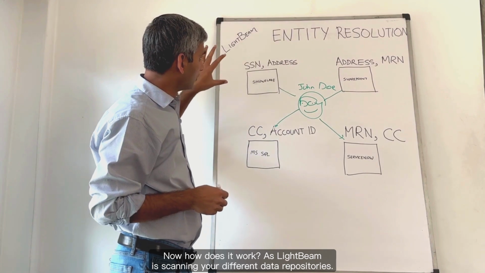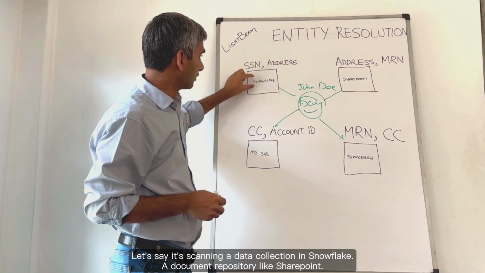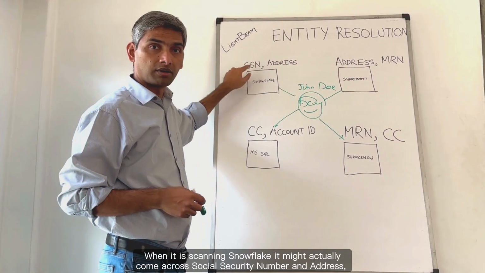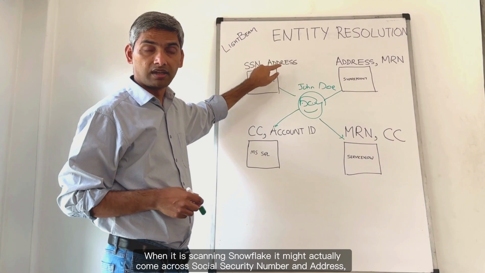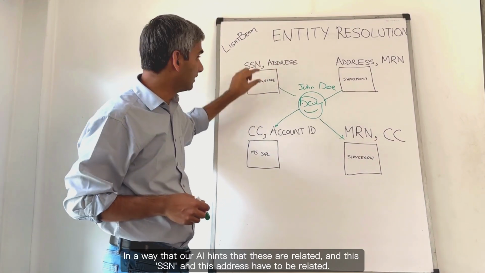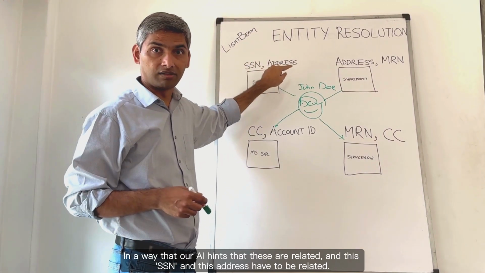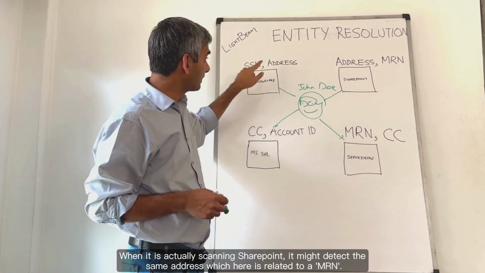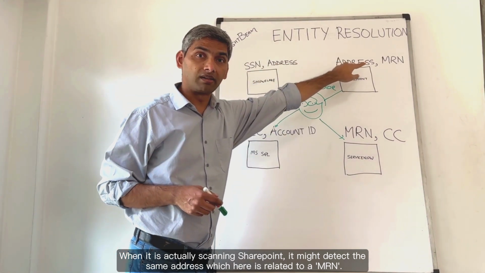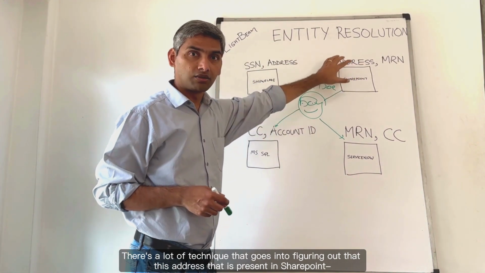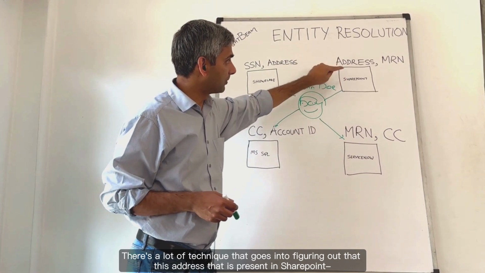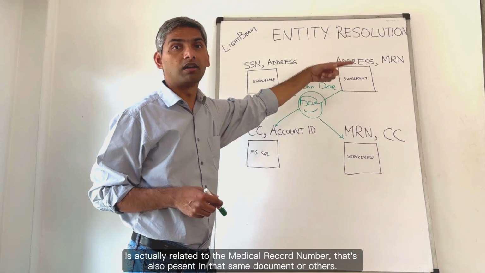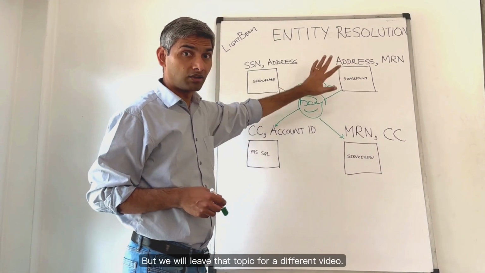As LightBeam is scanning your different data repositories, let's say it's scanning a data warehouse like Snowflake and a document repository like SharePoint. When it is scanning Snowflake, it might come across a social security number and an address in a way that our AI hints that these are related. Now, LightBeam makes a note of that. Then when it is scanning SharePoint, it might detect the same address, which here is related to a medical record number. There's a lot of technique that goes into figuring out that this address present in SharePoint is related to the medical record number that's also present in that same document or other documents within that SharePoint. But we'll leave that topic for a different video.